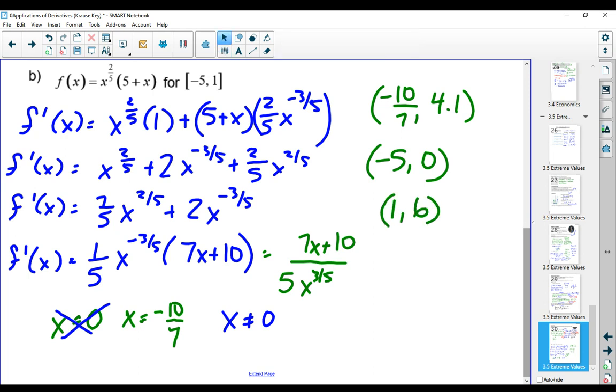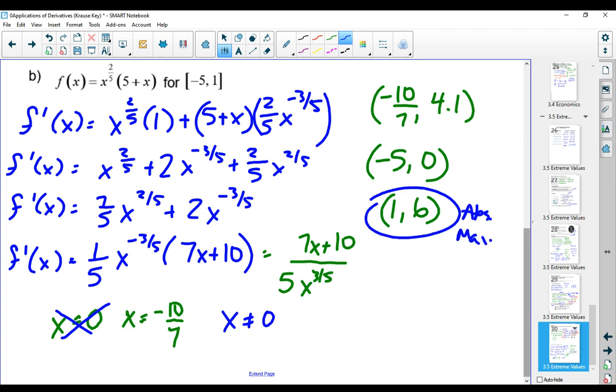So looking at these points here, again, we're looking for our absolute max and our absolute min. So our highest y value happens here. So this is going to be our absolute maximum. And then we're going to have an absolute minimum right here.